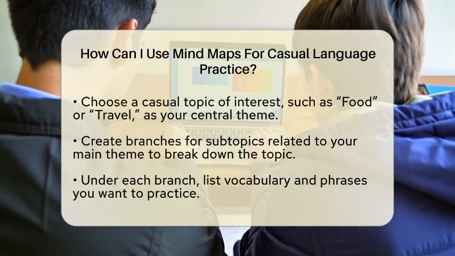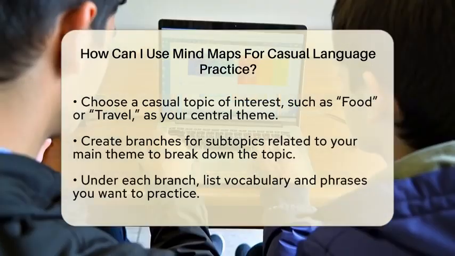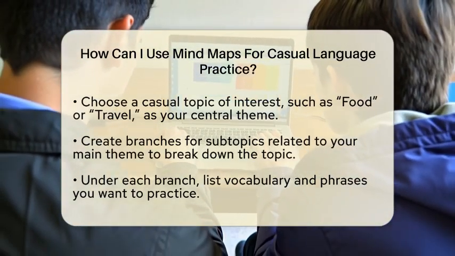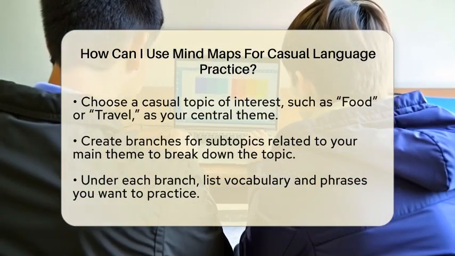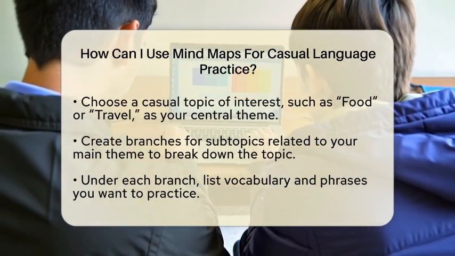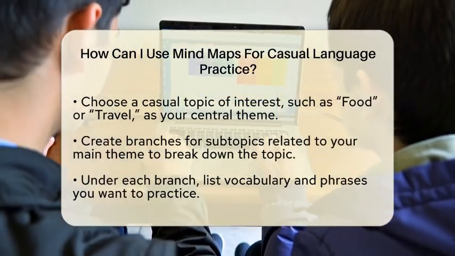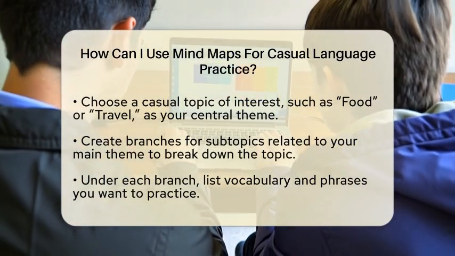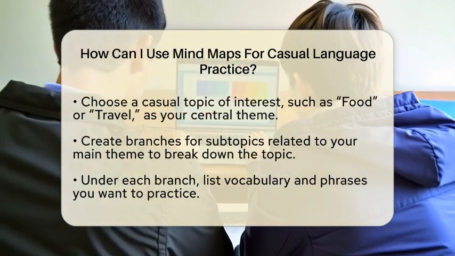Next, create branches that represent subtopics related to your main theme. For example, if your central theme is food, you might have branches for fruits, vegetables, meals, and cooking verbs. This helps you break down the topic into smaller, manageable parts.